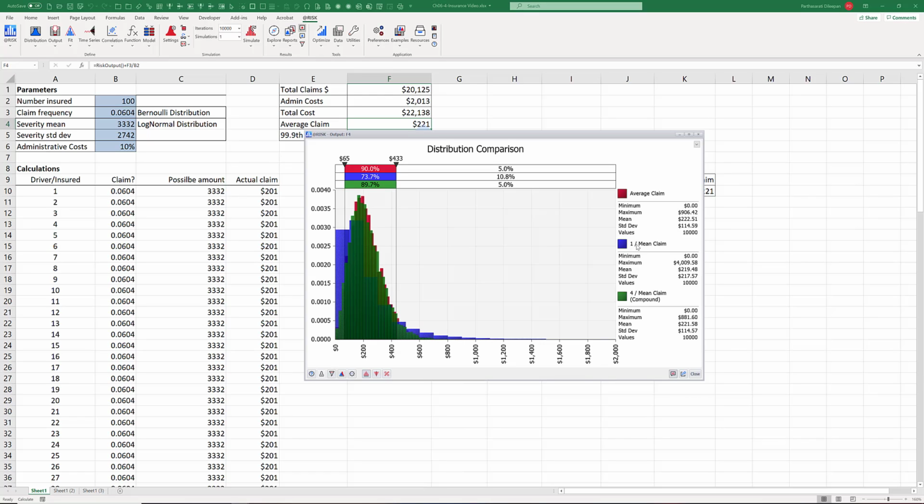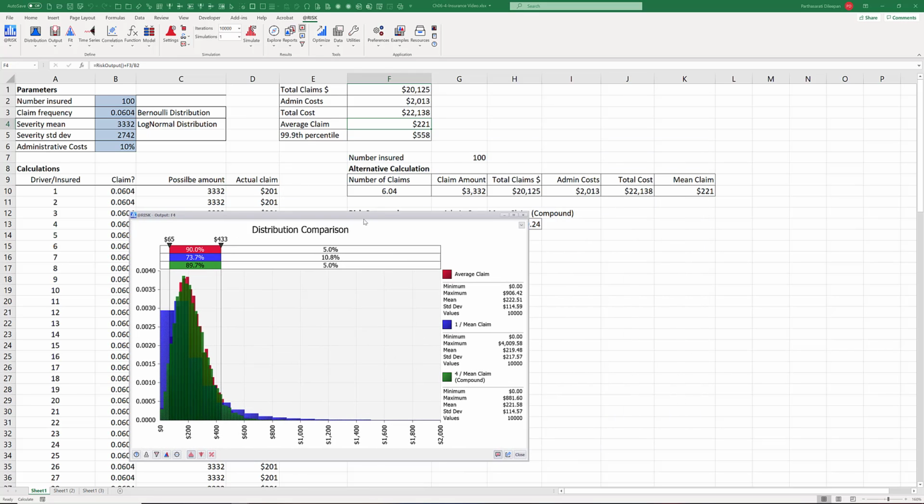Then we can look at the different models giving you different answers. So average claim, and that one, so it's more like a binomial, I guess. And then this is your compound. We are still with 100 insured, so we'll look at scaling it up in the next video.